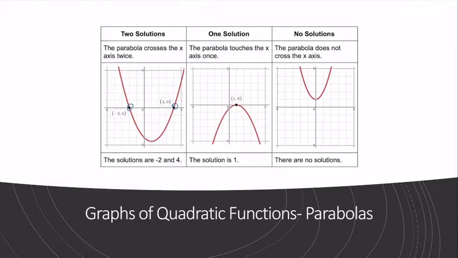So parabolas can have either two solutions, right? If their vertex, that's where they have this line of symmetry, is below the x-axis. They can have one solution if their vertex is directly on the x-axis, and they can have no solutions, at least no real solutions, as long as their vertex starts above the x-axis.